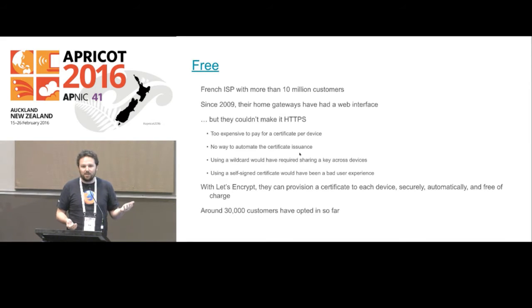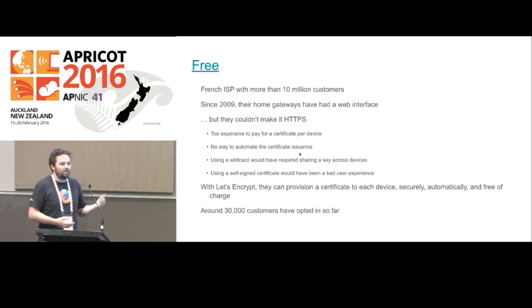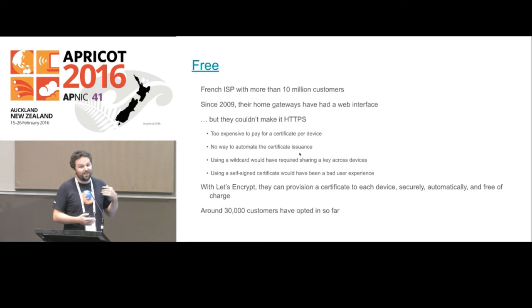Well, Free face the same problems that everyone always has, right? You can't do TLS on an internal network because the things don't have a fully qualified domain name. You could maybe give them a domain name, but then it's too expensive to buy a certificate for every single one of those devices. You could potentially use a wildcard certificate, but then you're shipping the keys for that certificate on every single device. So there's just no way you can do that from a security perspective. And you could use a self-signed certificate, but obviously that's not going to work for customers because they're presented with the big scary red screen of death when they go to their admin interface.